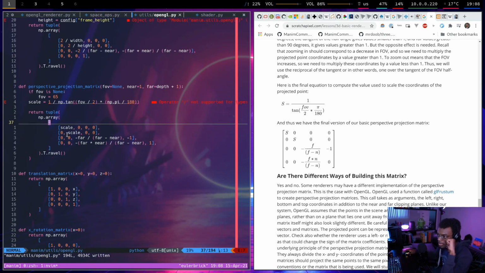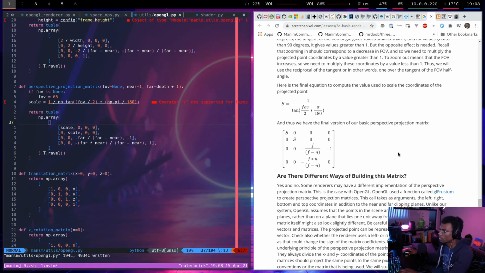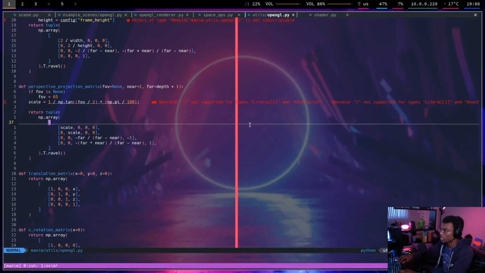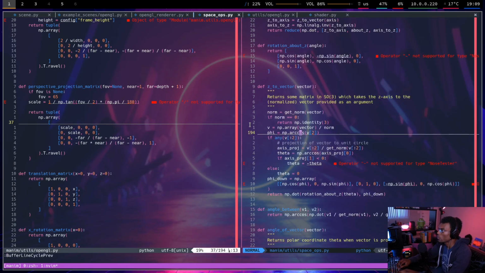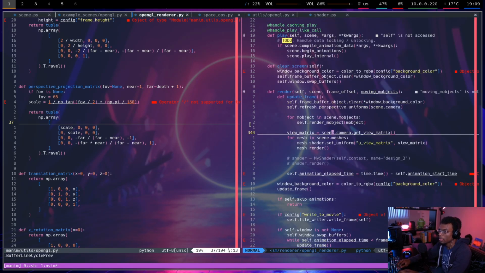Alright, so did I copy this right? Scale 0 and 0 scale. That looks right. Negative far divided by far minus near. Then we get -1. Okay, so I'm going to try now. I'm going to pass this projection matrix instead of the orthographic one. Wish me luck.